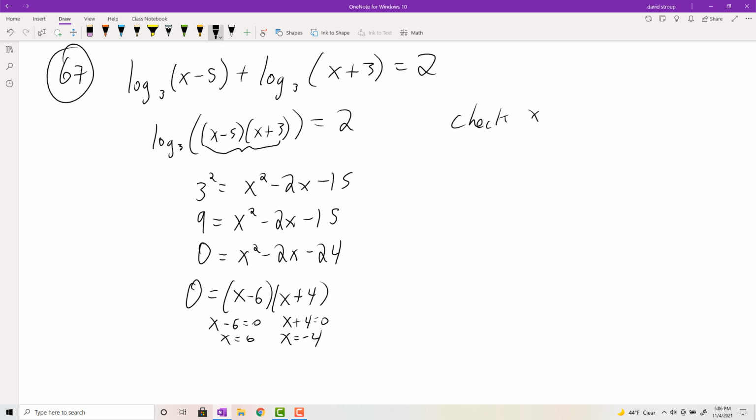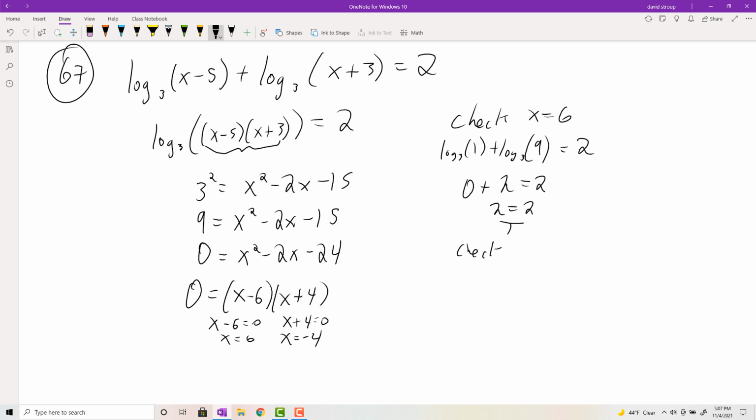So let's check x equals 6. I got log base 3 of (6 minus 5), which is 1, plus log base 3 of (6 plus 3), which is 9, equals 2 on the right. So on the left, 3 to what power is 1? That's just 0. The second term, 3 to what power is 9? That's 2. 0 plus 2 is 2. Both sides are the same, so it's true.